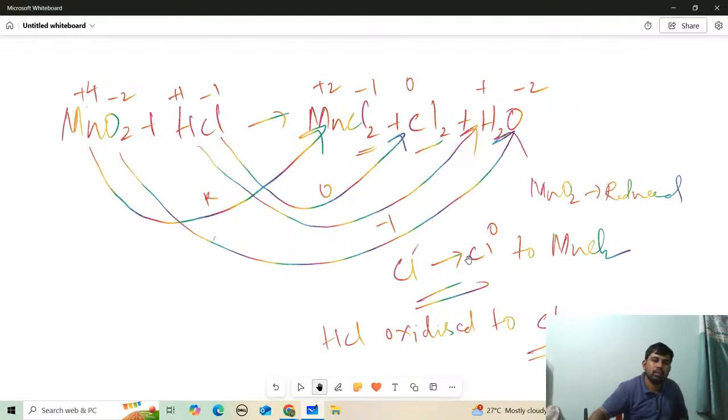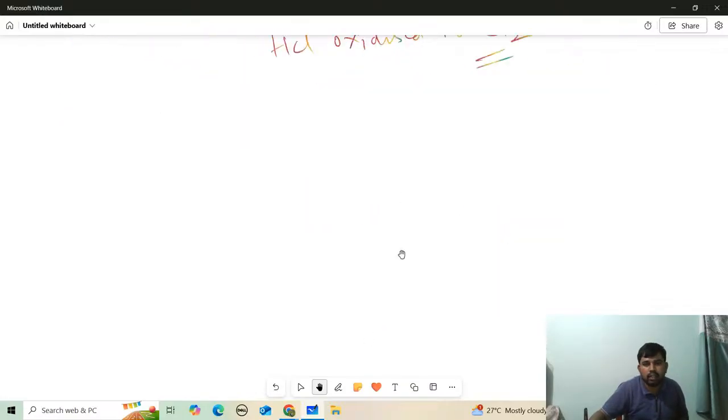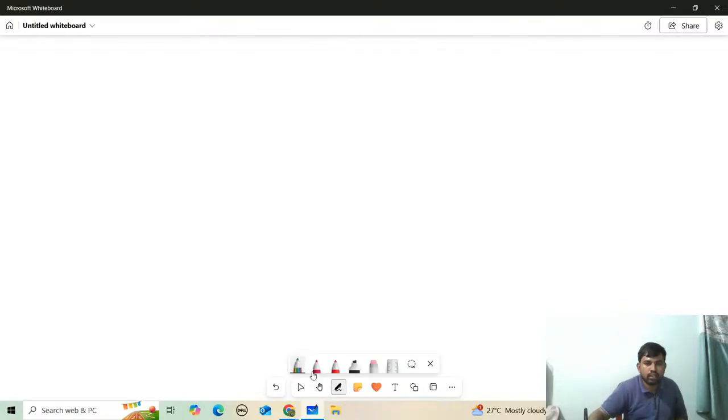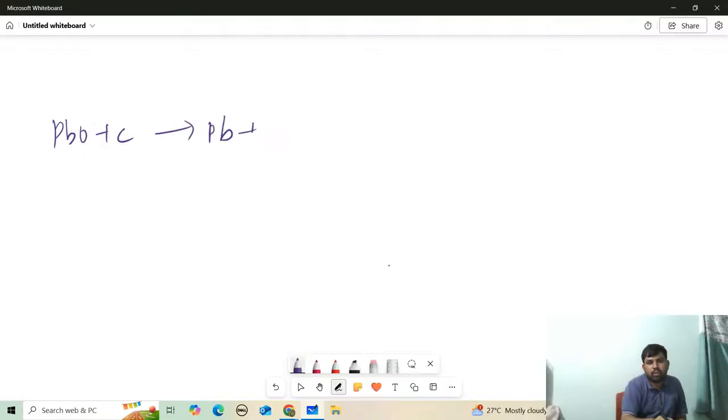And one more common mistake done by every student is they identify individual elements, but in the examination they are not asking about individual elements. Remember, suppose PbO plus carbon gives rise to Pb plus CO. Now see, here to here we know very well, there is an oxidation. Here to here, what will be said? There is a reduction.